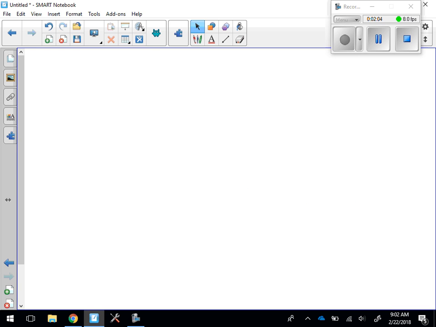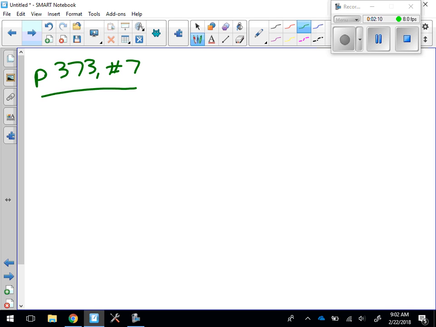Okay, then let's do number 7, which is page 373. And it just says evaluate the integral, right? So our integral is 2x cubed over x squared minus 4 dx.